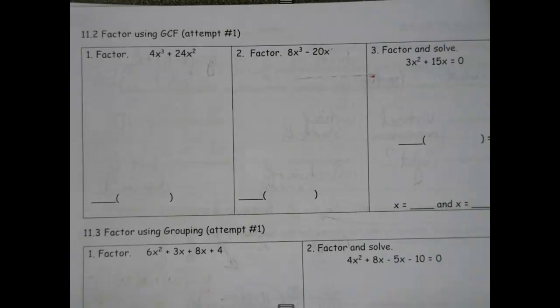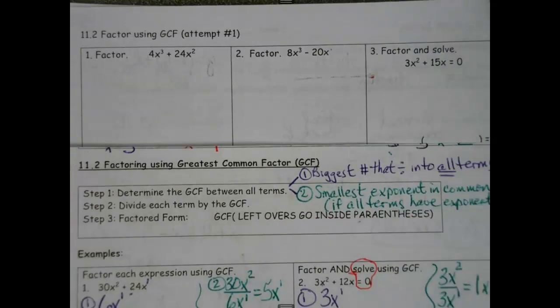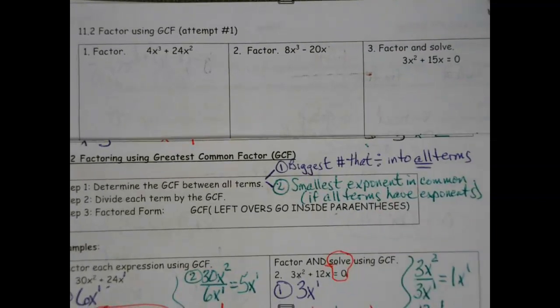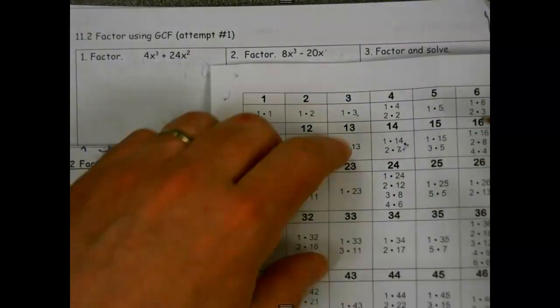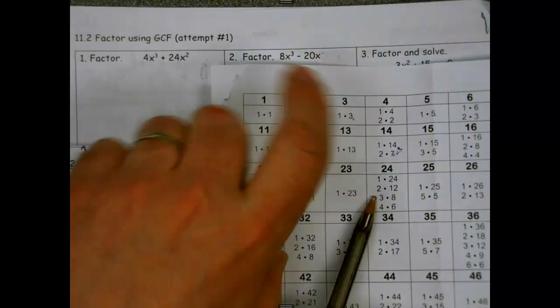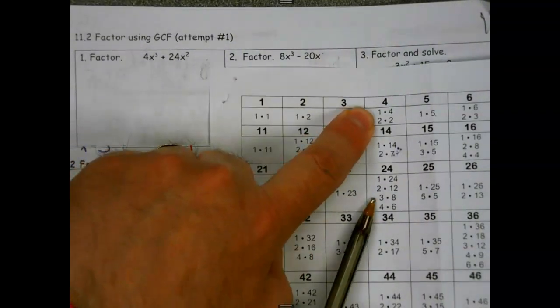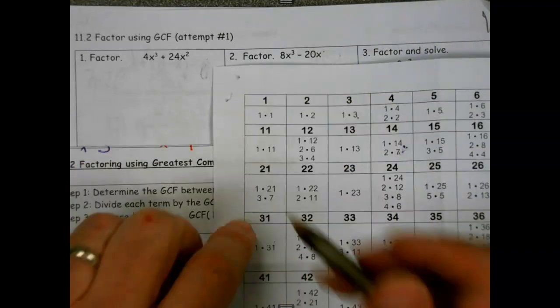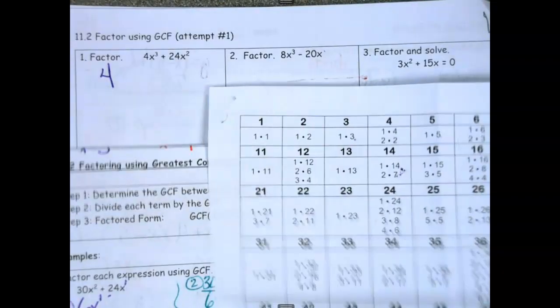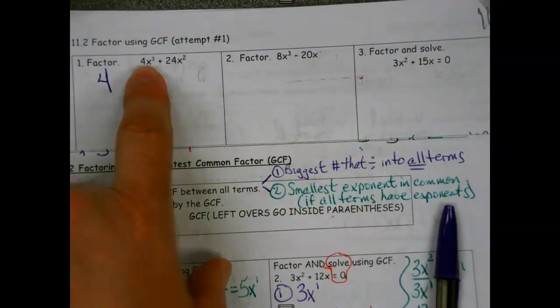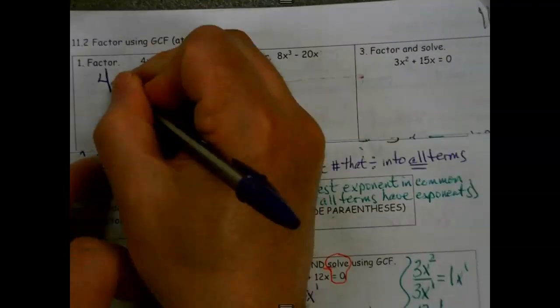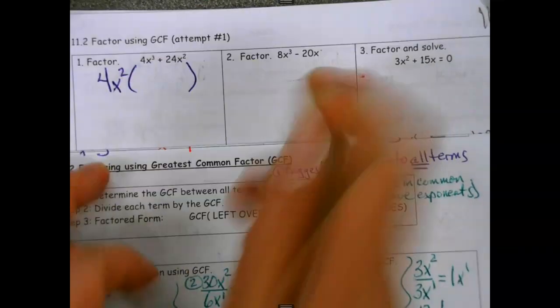So, factor using a greatest common factor. If I've got my notes, and I do, I need the biggest number that goes into all my terms. I even got my chart too. So if I'm looking in the 4 box and the 24 box, what's the biggest number that's in both boxes? 4. So I can take a 4. And then if all your terms have an exponent, they do, take the smallest one. Okay? But that's not the whole job.